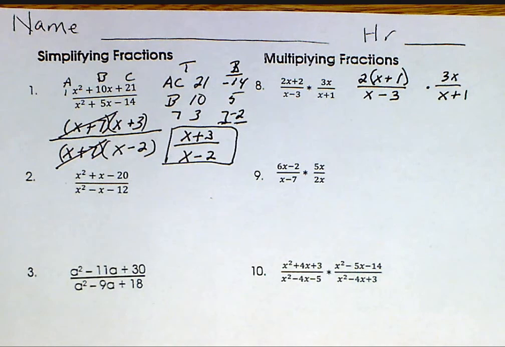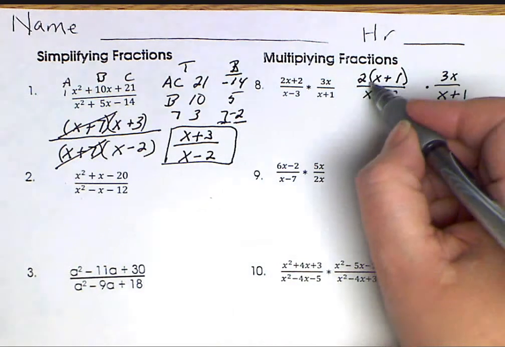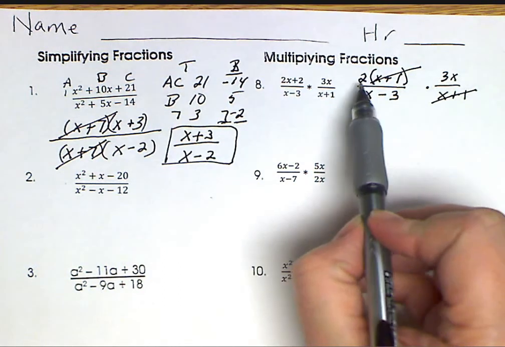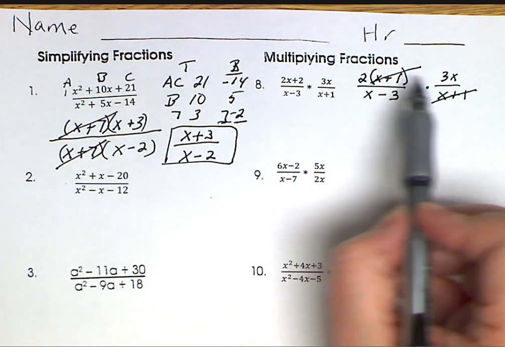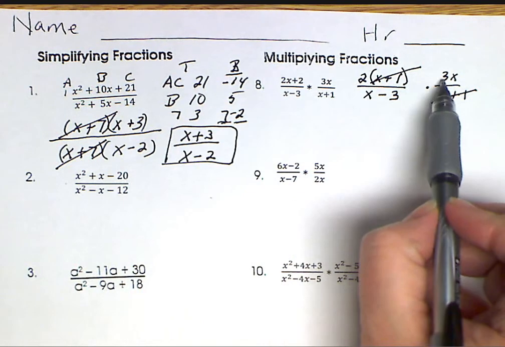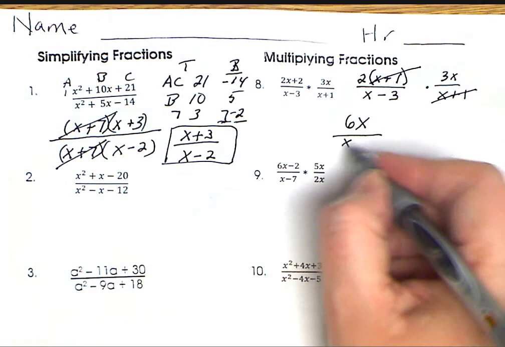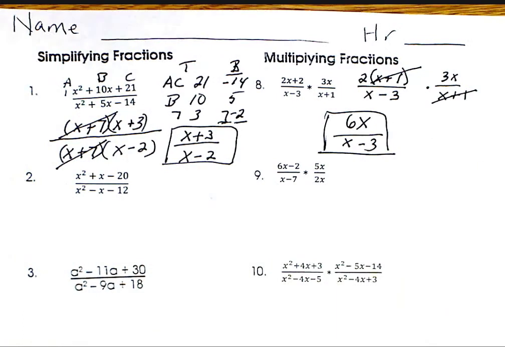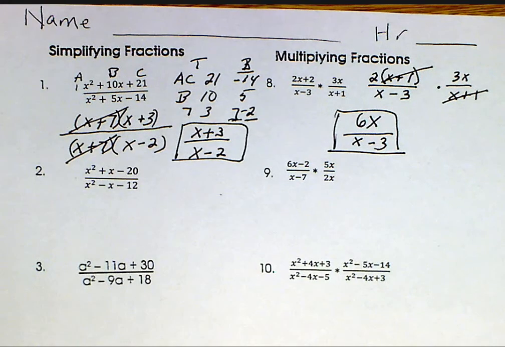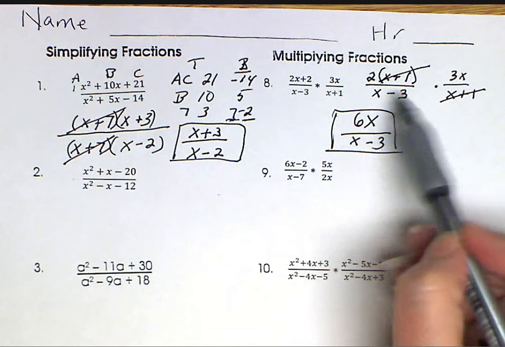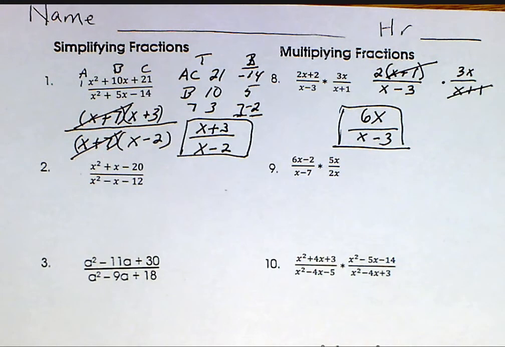What do you guys notice? This cancels, doesn't it? So now when multiplying fractions, hopefully all of you know you multiply straight across. So 2 times 3 is 6, and then we have our x. On the bottom we just have our x minus 3. 2 times 3x is 6x. Okay. All right. That's the final answer, right? And that's our final answer.